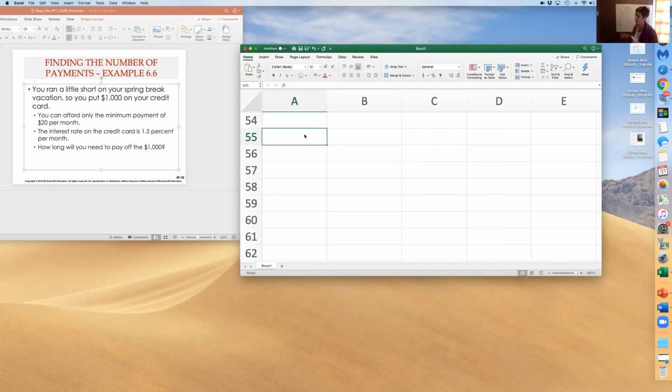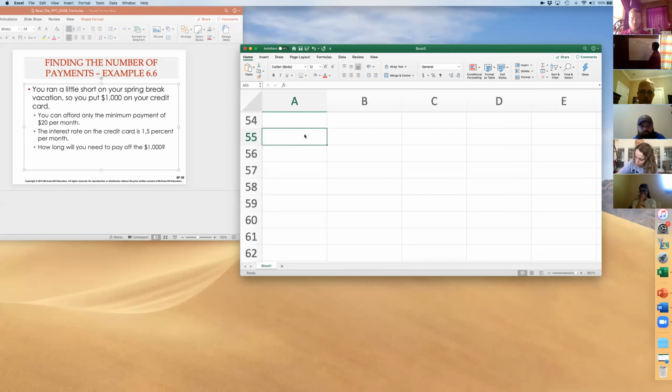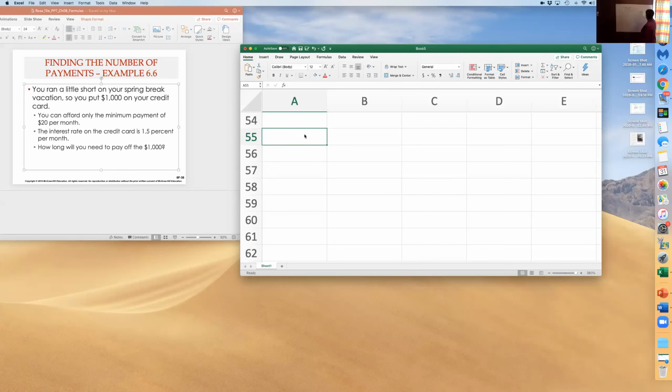So the minimum payment keeps you out of default, keeps you out of getting your credit card retrieved by the bank, but it doesn't pay off the loan that you borrowed very quickly. All right, so this question is all about how long is it going to take us at 1.5% interest per month, which we already concluded was 18% APR, which is pretty high.